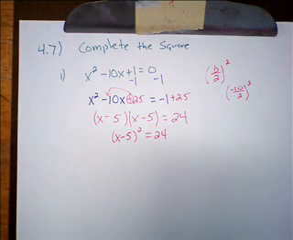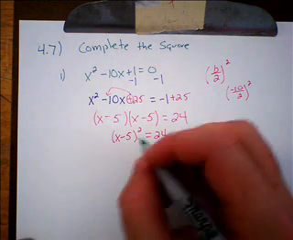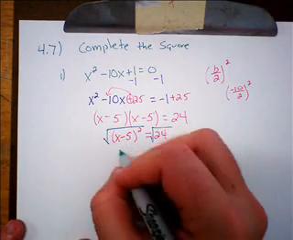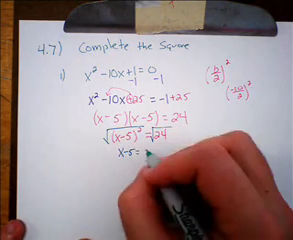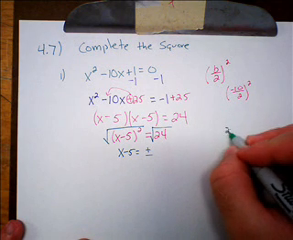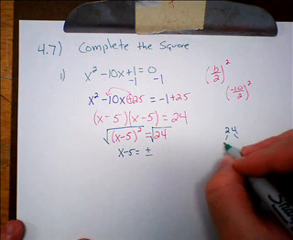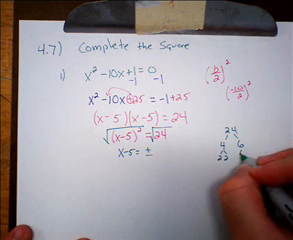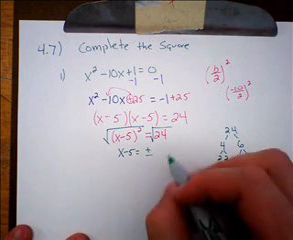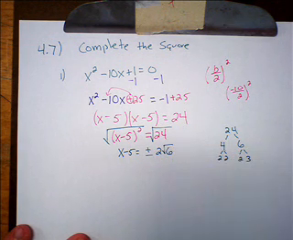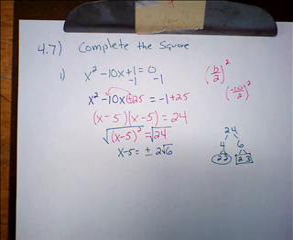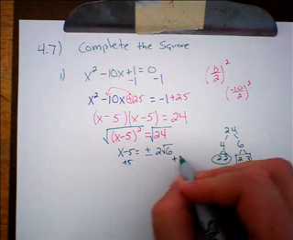And then if you remember back to section 4.5, solving using the square root method, you square root both sides. You have x minus 5 equals plus or minus, and let's see what 24 simplifies to. 4 and 6, 2 and 2, 2 and 3. So that's going to simplify to 2 square root of 6, because that comes out, that stays underneath. Add 5 to both sides and you have your answer.